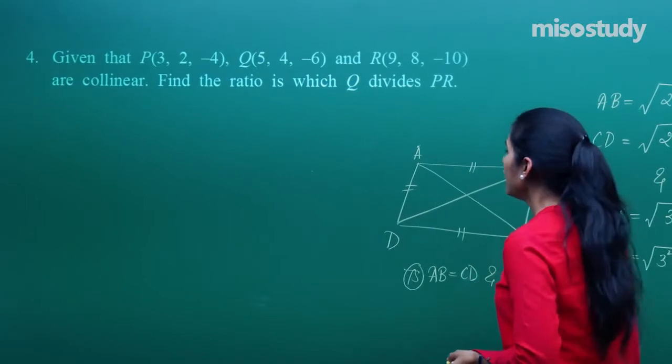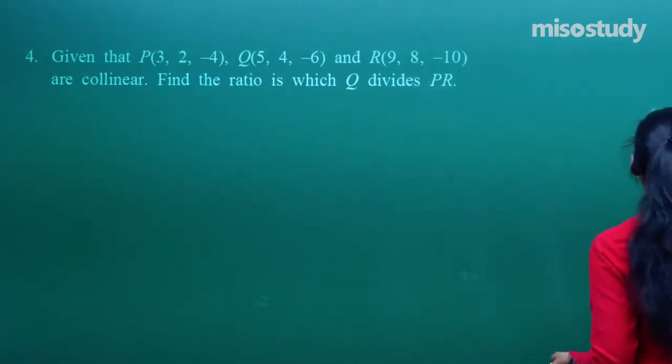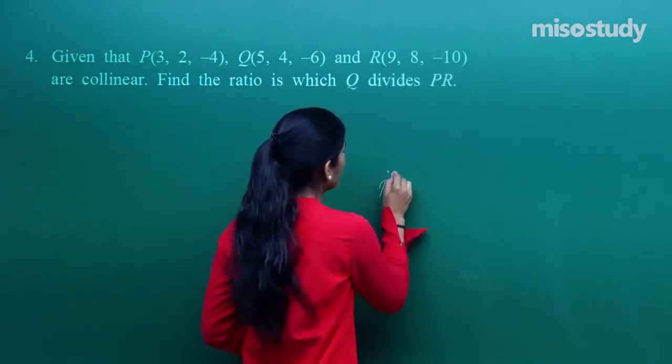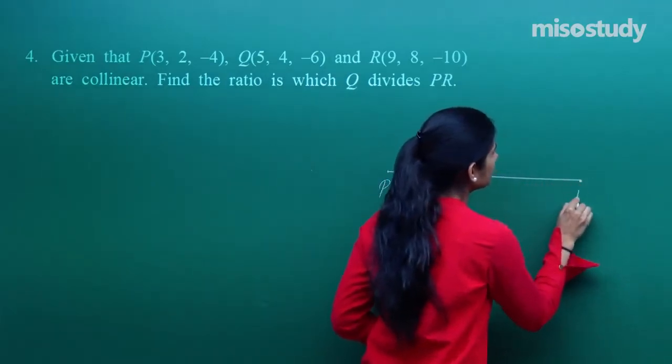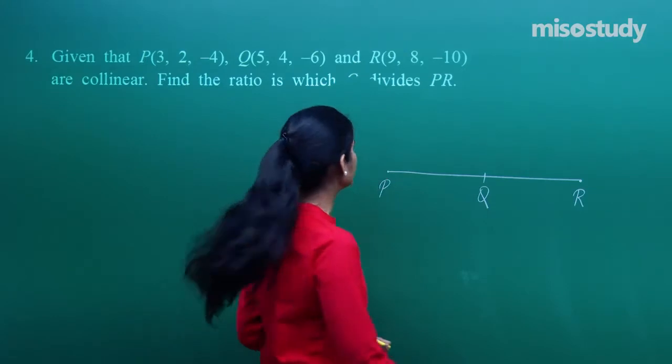Given that P, Q and R are collinear, find the ratio in which Q divides PR. So they are already giving you that these 3 points are collinear points. That means they are lying on a single line. You just need to show in what ratio Q divides PR. So Q is dividing PR in a certain ratio. Nothing is given to us, so we assume it's internal division.